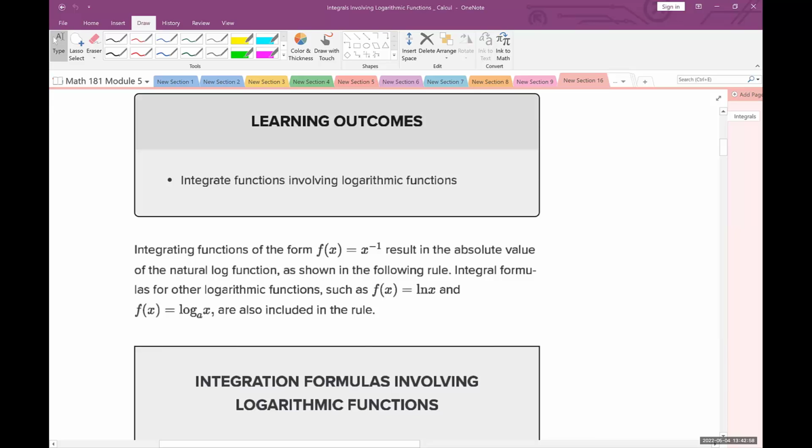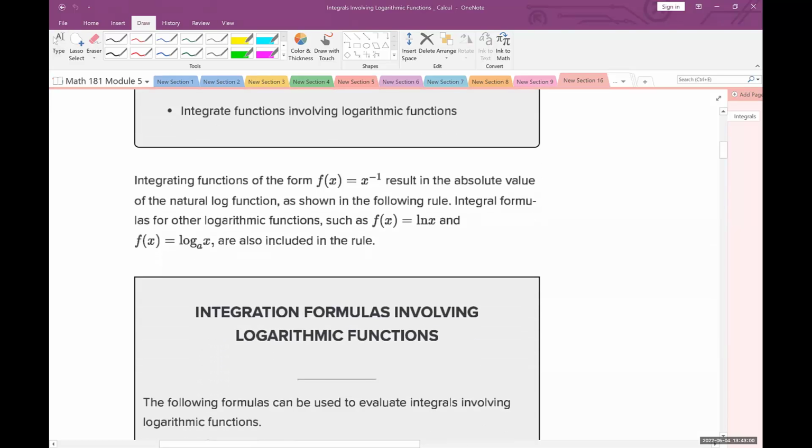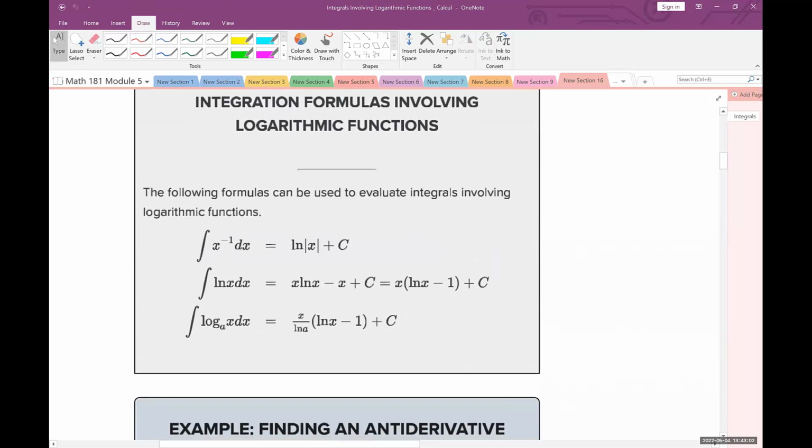Okay, so integrating logarithmic functions. So here's some of the big ones to think about. The integral of x to the -1 power is natural log of x plus c. And I really like to see this also as the integral of 1 over x dx equals the natural log of the absolute value of x plus c.